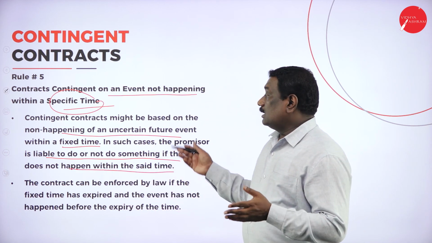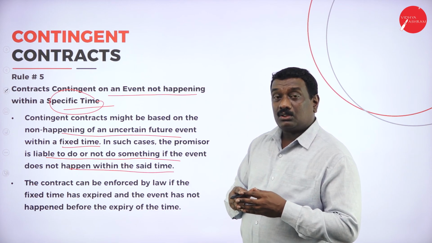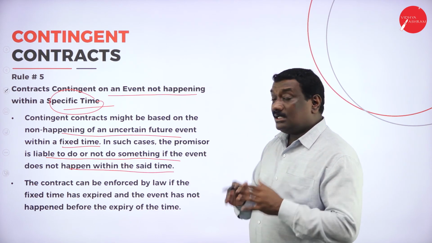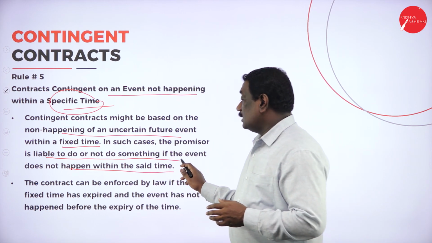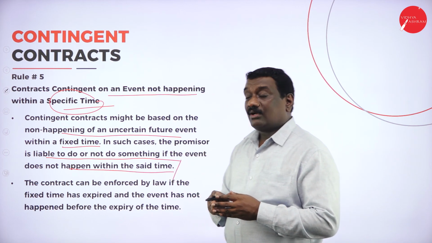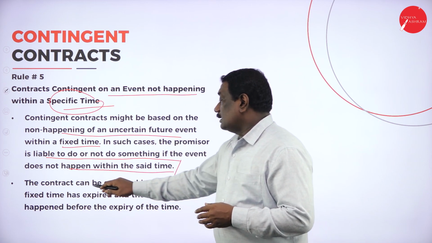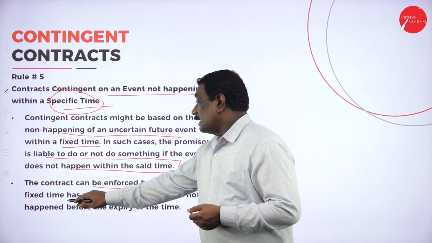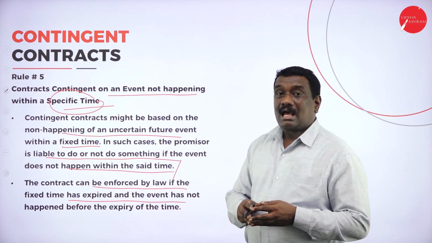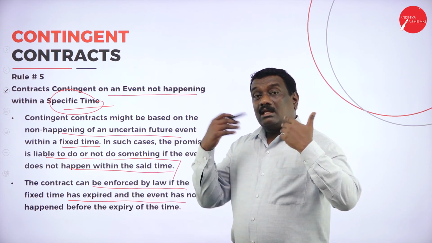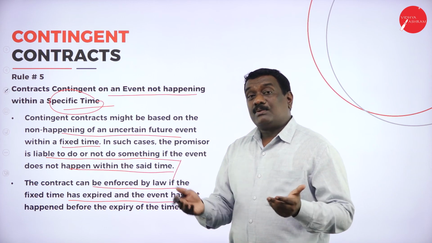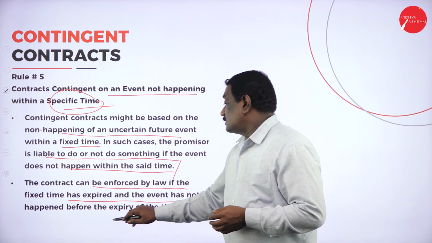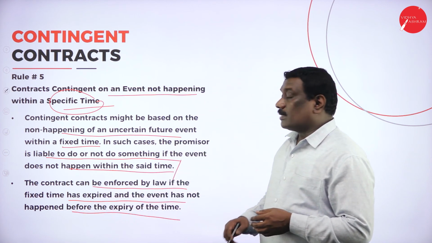So here Peter is liable to do it, or he may not be liable to do it, if the event does not happen within the set time or within that specified time. Now this contract can be enforced by law only if that time period has expired and the event has not happened. So if that particular event has not happened and the time period has also expired, then it can be enforced by law.